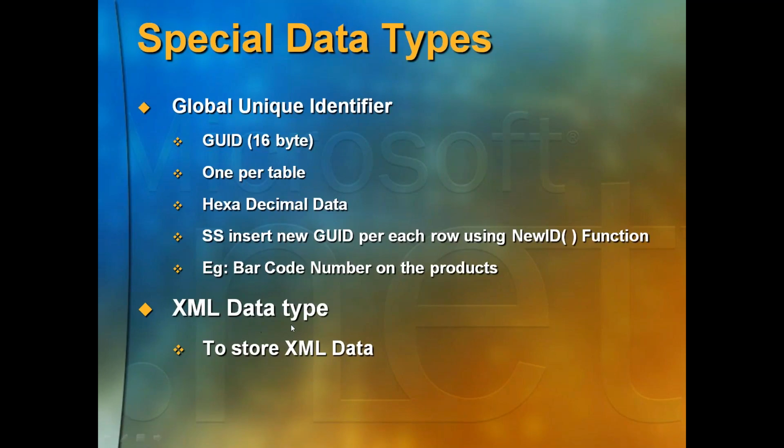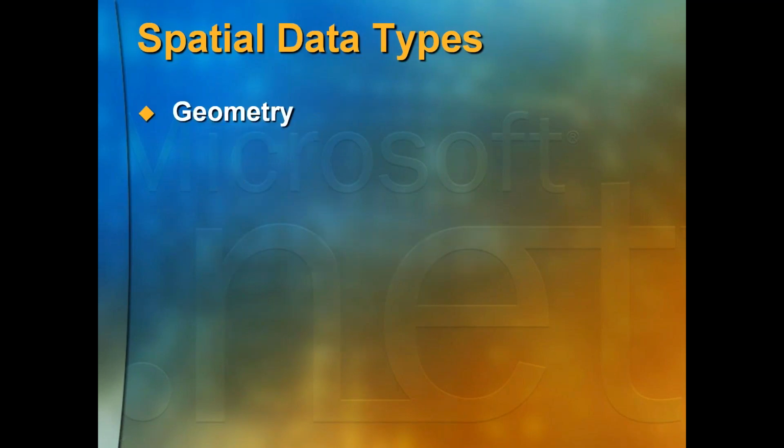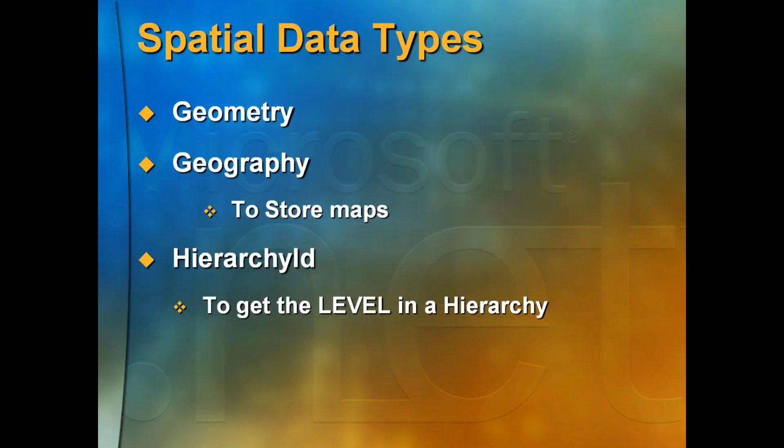Now we have XML data. But before talking about XML data, let me talk about spatial data. When you book an Uber cab and you have some map data, the database can also store mapping data with the help of geometry and geography. So the route data and maps data can be stored in your databases with the help of these two. And hierarchy data also you can have.